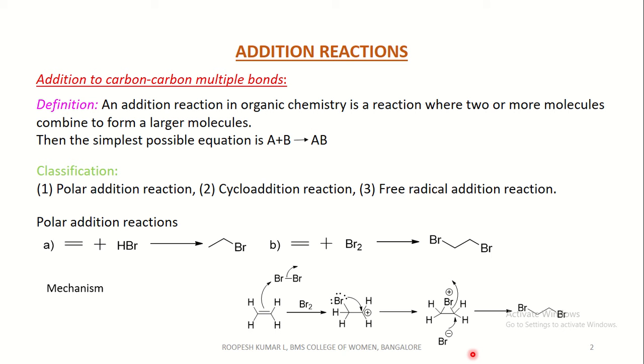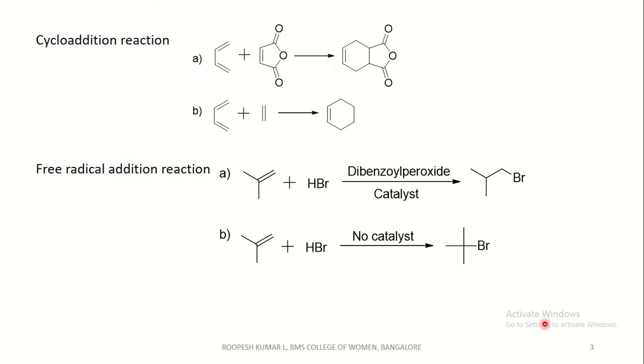And the eliminated bromide ion attacks this carbon with the formation of a dibromoethane. And the bromide ion can attack this other carbon also, with the bond breakage between this carbon and bromine, to form the same dibromoethane.